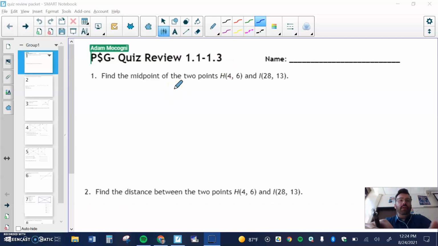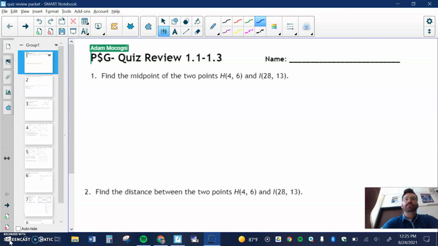Okay, here we go. Quiz 1 review packet. Let's get started. Find the midpoints between 2 points.